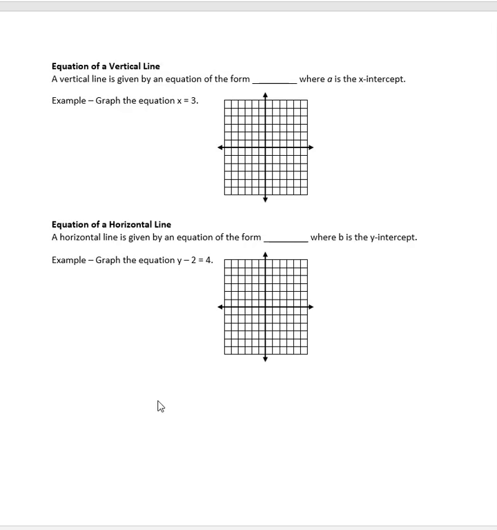So a vertical line is given by the equation of the form x equals a, where a is the x-intercept. So you'll notice in the case of a vertical line, there's not a y variable involved. It is just x equals a, so a constant.